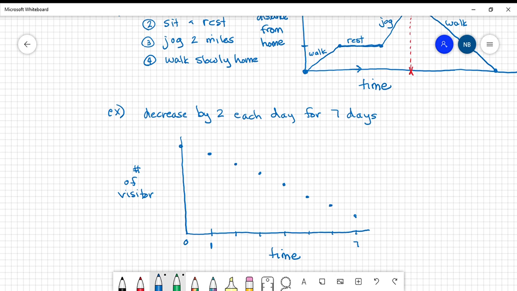You can see the number of visitors is just like a number. If there's 7 people, there's 7 people. There can't be 7.5 people. So again, I get these very specific and separate dots that measure the number of people. This again is a discrete graph.